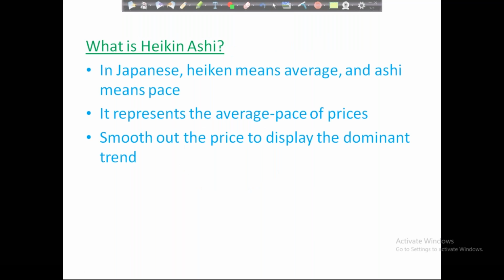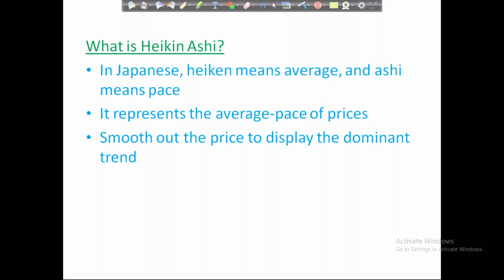So what is Heiken Ashi? First, we must know what the meaning of Heiken Ashi is, right? This is a Japanese word, and in Japanese, Heiken means average. So that means they are calculating the average of a candle, right? The previous candle, it might be daily, 15 minute, 1 minute, 5 minute, 4 hour, whatever. They are calculating the average, and Ashi means pace.